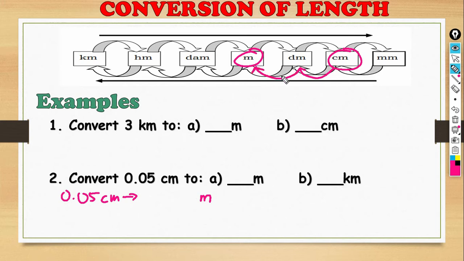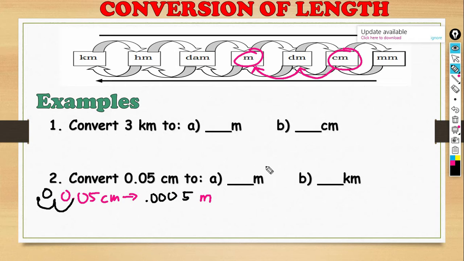So, ganun din ang gagawin natin sa decimal point ng 0.05. So, from right to left, bibilang tayo. 1 and 2. So, nag-stop ang decimal point dito, dadagdagan natin ng 0. So, we have 0.0005 meters. And that is the answer for letter A in number 2.